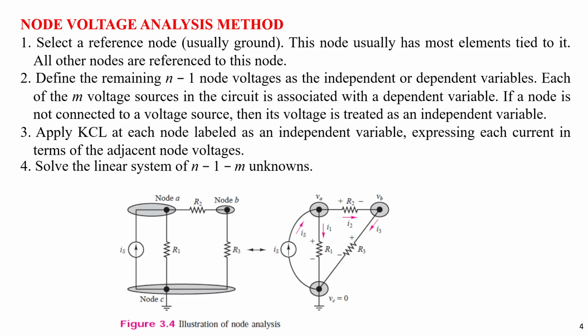For node voltage analysis, the first step is we select one reference node. Any node can be the reference, for your convenience. For example, in this circuit we can take node C. We take VC like this as a reference node. Then we remain with n minus 1 nodes, right?